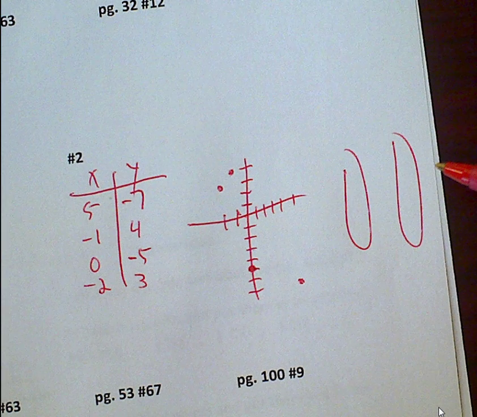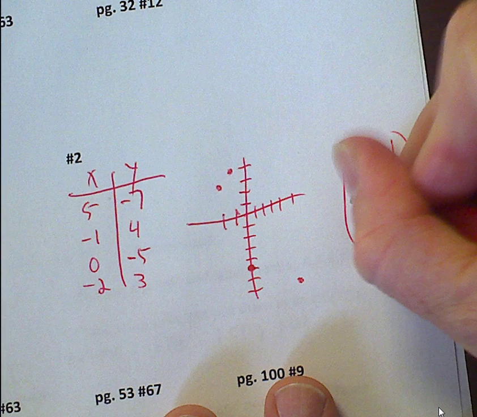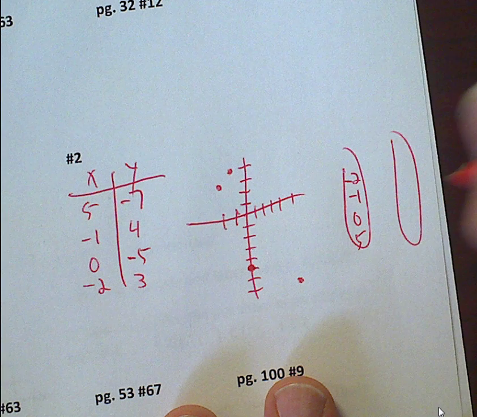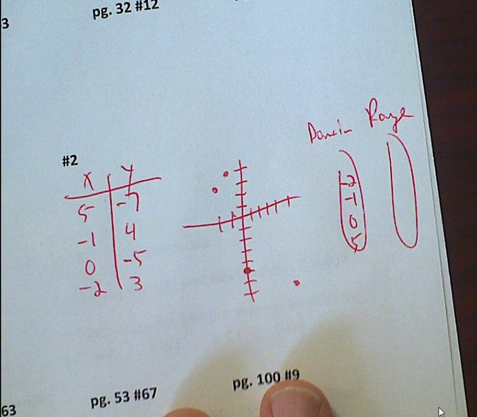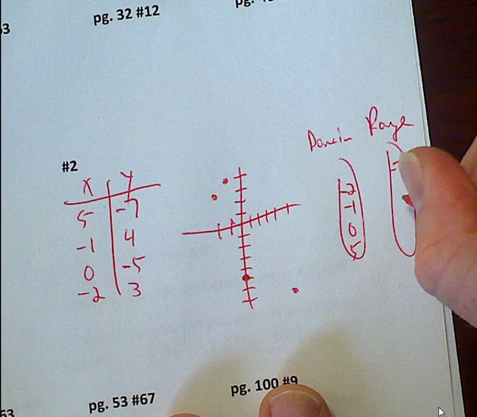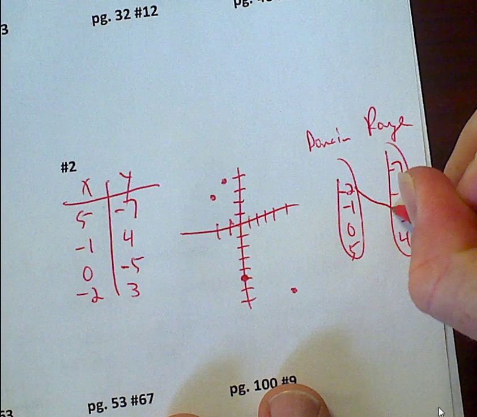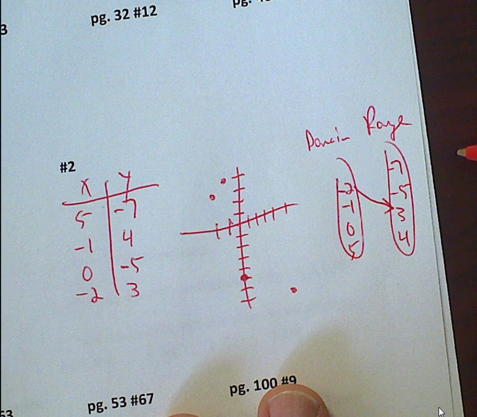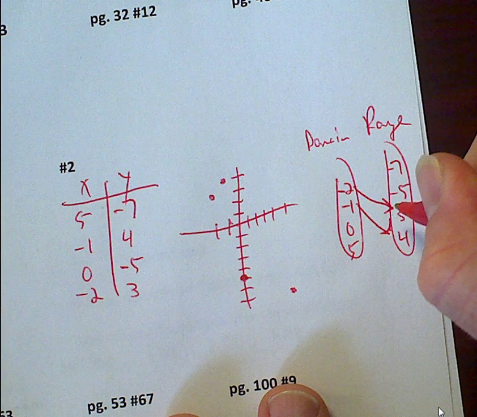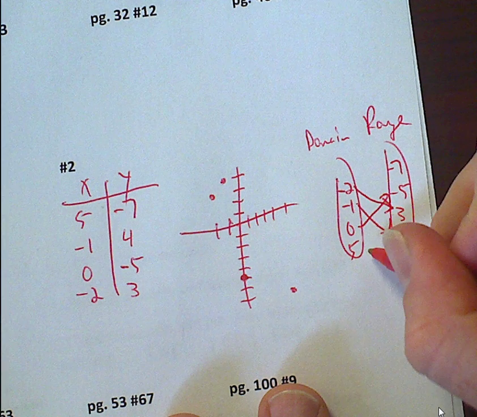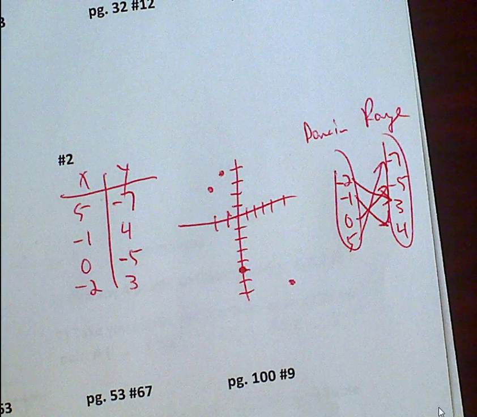Then my mapping. I like to put them in order. So -2, -1, 0, 5. And then that's my domain. Here's my range: -7, -5, 3, 4. So -2 matches with 3. -1 matches with 4. 0 matches with 5, or -5. And then 5 matches with -7. There's your mapping.